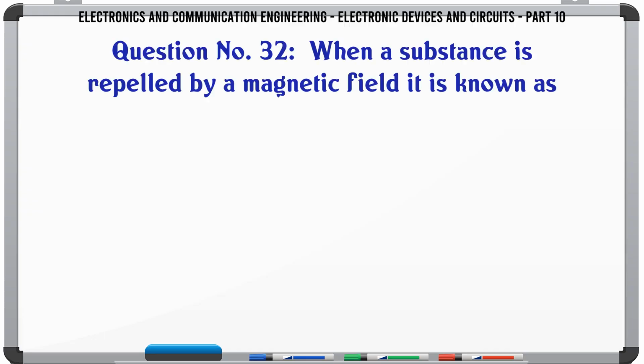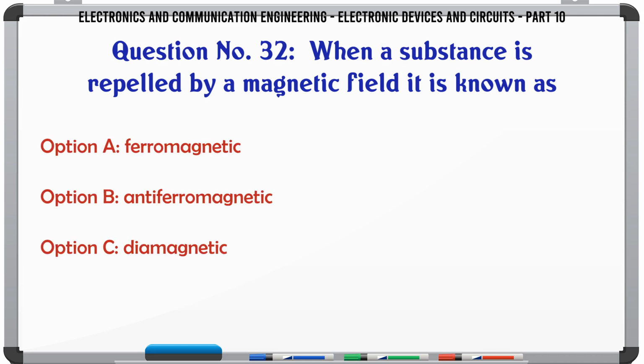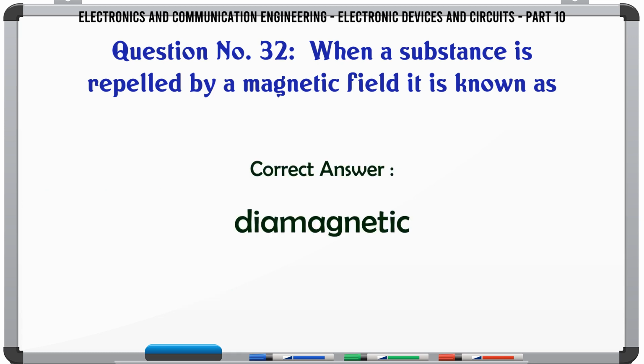When a substance is repelled by a magnetic field, it is known as A. ferromagnetic, B. antiferromagnetic, C. diamagnetic, D. paramagnetic. The correct answer is diamagnetic.